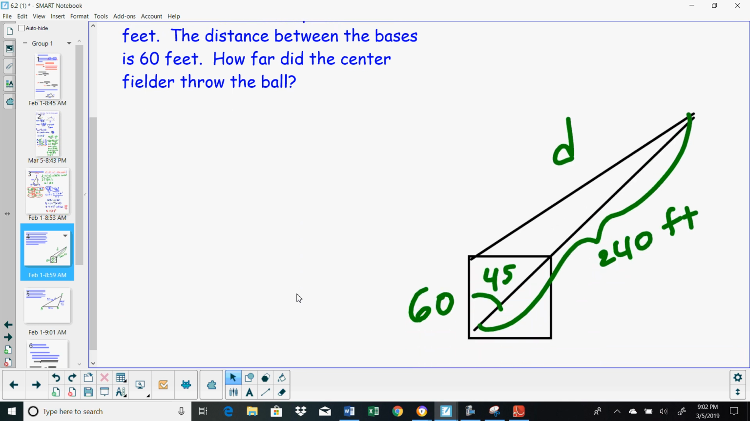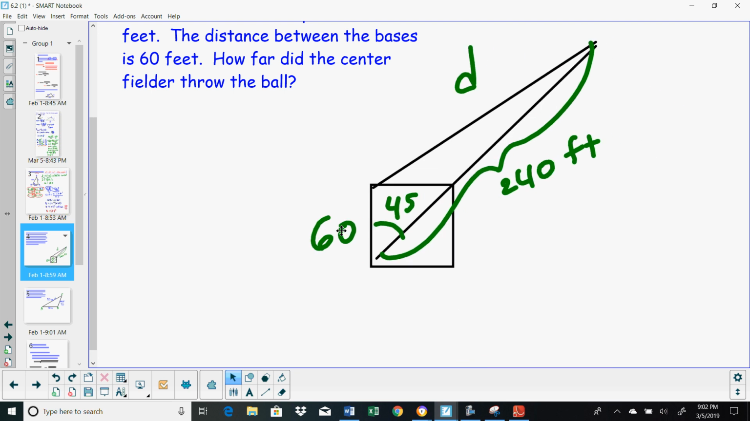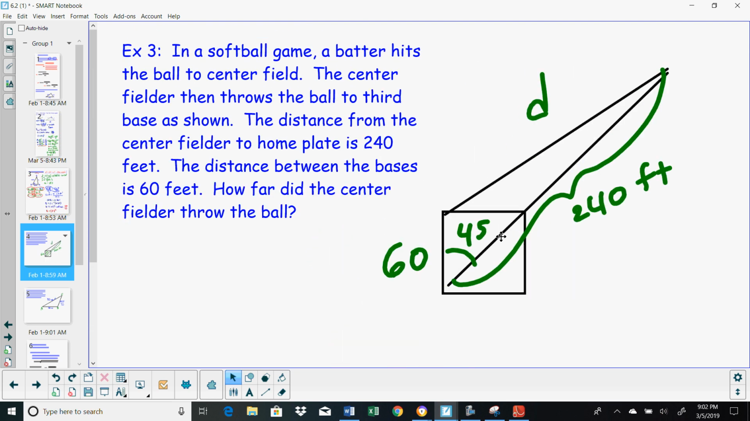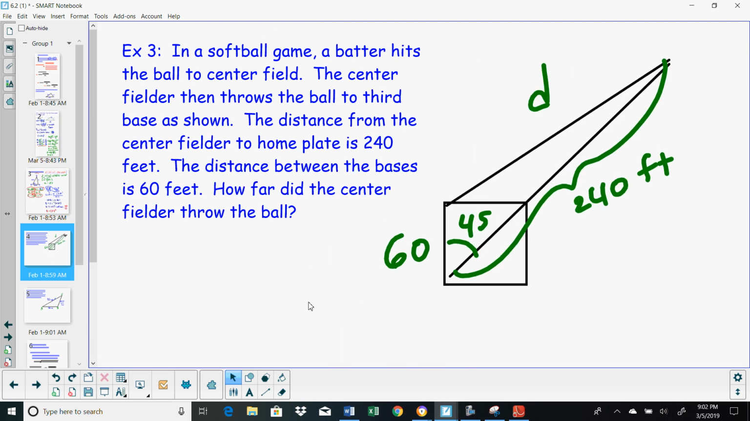How far did the center fielder throw the ball? So in this example, let me slide this up a little bit so we can see it right next to the words here. Here's home plate right here, and the ball's getting hit all the way out to the outfield, center field right here, and then the center fielder is throwing this ball to third base, which is right here. So we're really trying to find that distance of that throw.